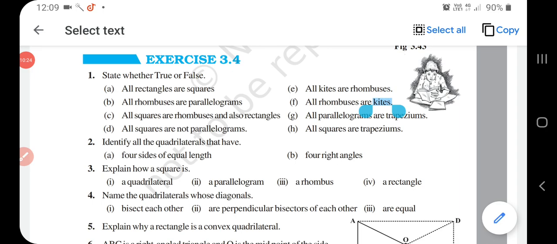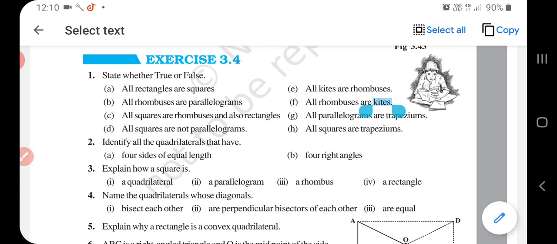Now the second one is all rhombus are parallelogram. What are the properties of a rhombus? Opposite sides are parallel and all sides are equal. It is the property of a rhombus. And what is the property of a parallelogram? Opposite sides are parallel and equal, and opposite angles are equal. So yes, it is true.